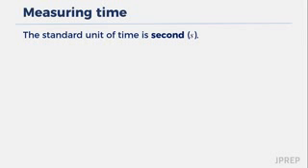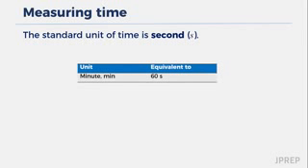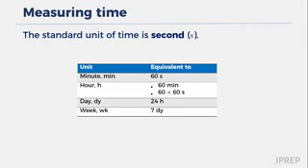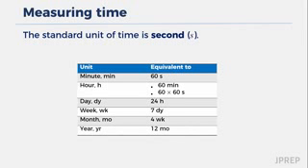We can also have various other forms, such as minutes, which refers to 60 seconds. We can have hours, which refers to 60 minutes or 60 by 60 seconds. We can also have day, which refers to 24 hours. We can have week, which refers to 7 days. We can have month, which refers to 4 weeks. We can have year, which refers to 12 months.